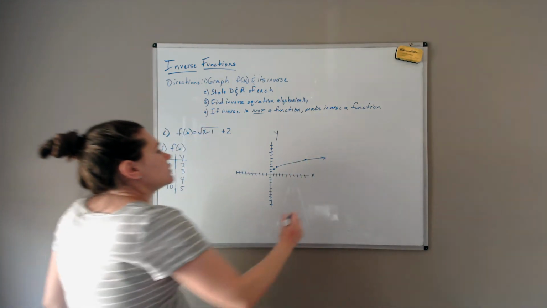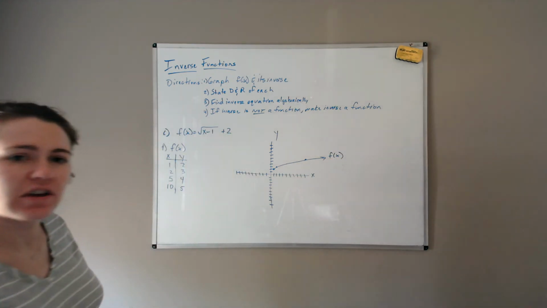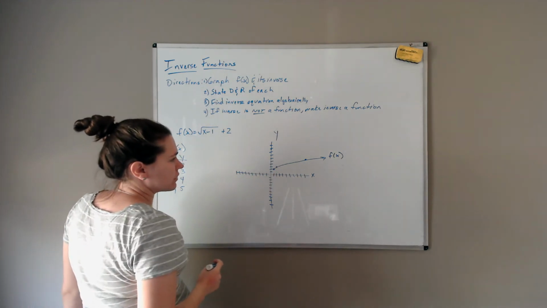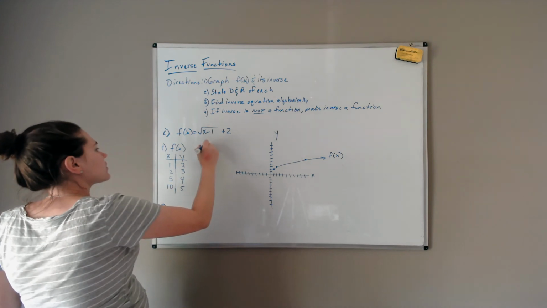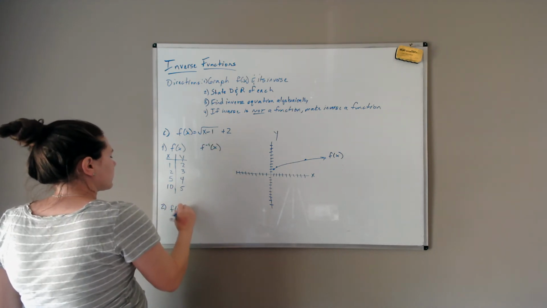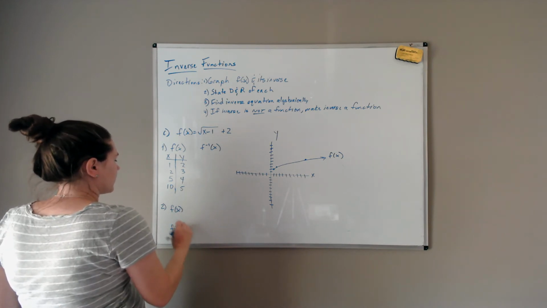So does f of x pass the horizontal line test? Yes, it does. This thing passes the horizontal line test. What that means is the inverse is a function. But before we graph the inverse, I want us to just look at something.